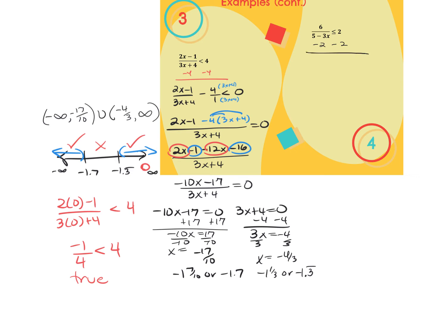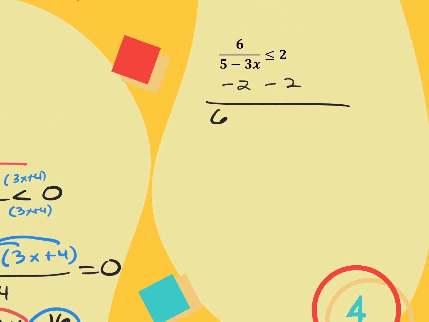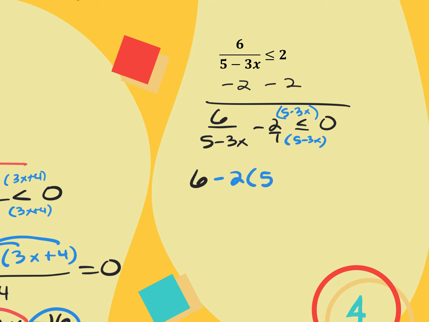And I get 6 over 5 minus 3x minus 2 less than or equal to 0. Again, common denominator. Common denominator is going to be the 5 minus 3x. So whatever you multiply to the denominator to make it become a common denominator, do the same thing to the numerator. So now I have 6, and then this is a negative 2 that you have to distribute because it's a subtraction sign to the 5x minus 3. And then it's all over the 5 minus 3x.